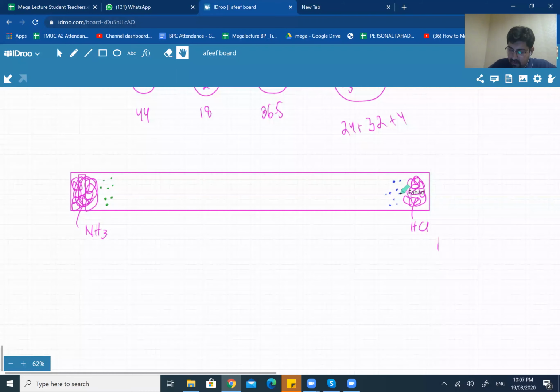Okay, I'll tell you that NH3 and HCl, this information is provided, react and they produce this thing called ammonium chloride. You don't need to know this right now, okay? So they produce ammonium chloride and it's a white solid.